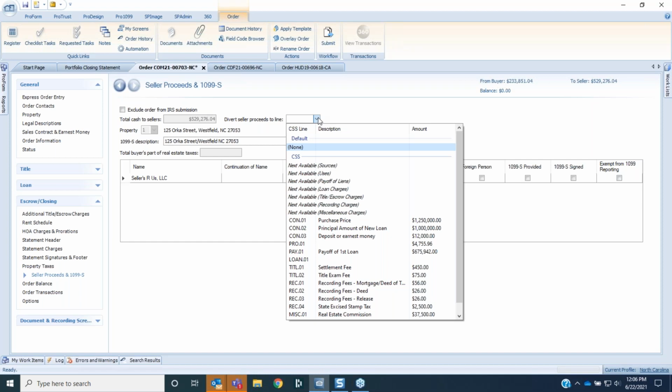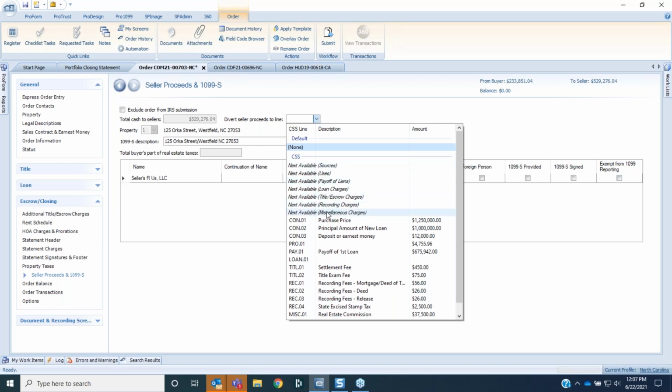By utilizing the divert seller proceeds line, if I set this up in the beginning and then I have to go back, and I'm always making changes to my document, I have to change my rent prorations, maybe the settlement date changes, I don't have to go back and try to recalculate what is the seller supposed to get. What I'm doing is I'm actually moving the calculator that creates the seller proceeds into a line on the document, and I don't need to do any of that math. The system's going to do that math for me.